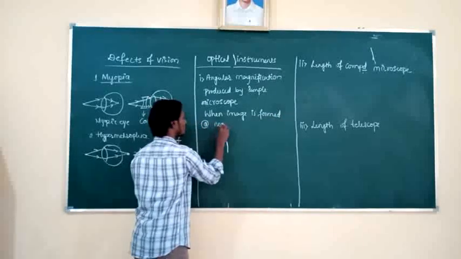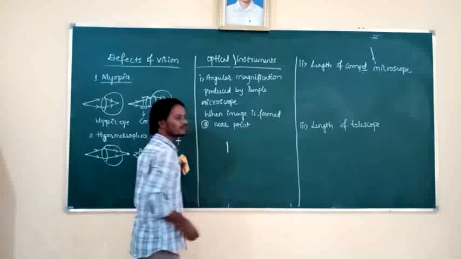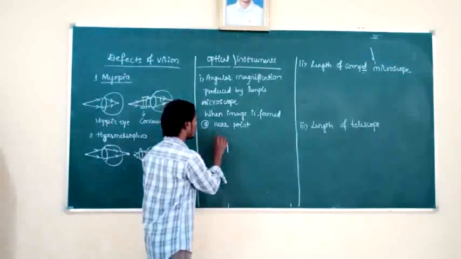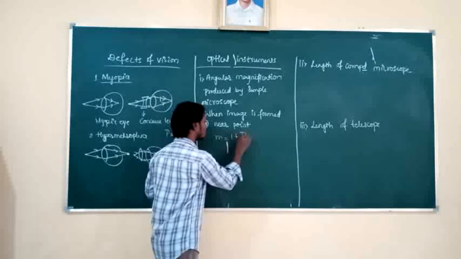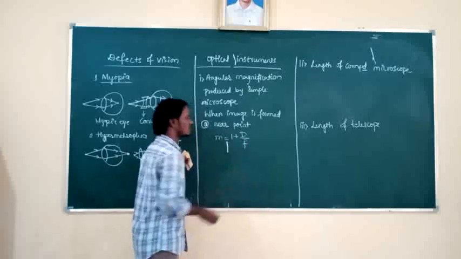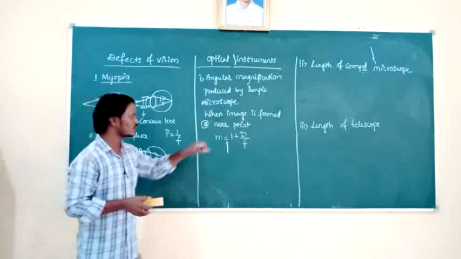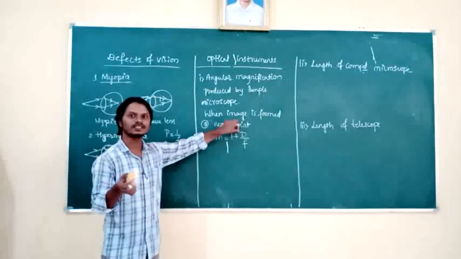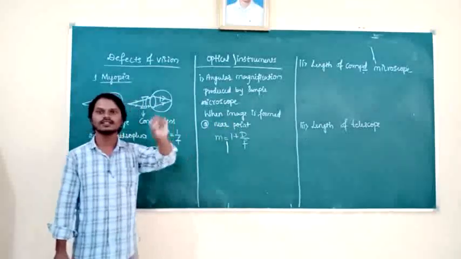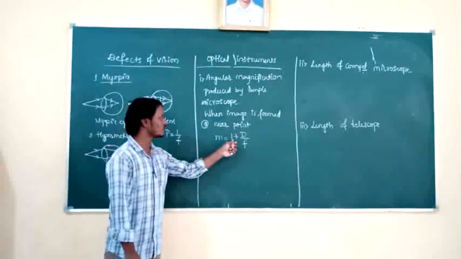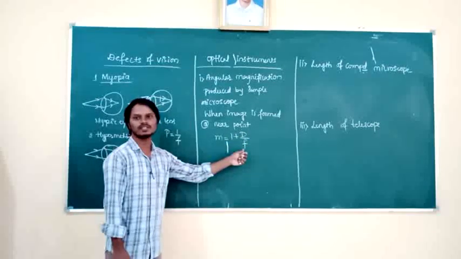When the image is formed at the near point, what is the value of the near point for a normal eye? That is 25 centimeters. So m is equal to 1 plus d by f. What is d here? d is the distance of the near point from the eye, also called the least distance of distinct vision. At this distance we can see objects clearly. So it is 1 plus d by f. What is f here? f is the focal length of the lens.